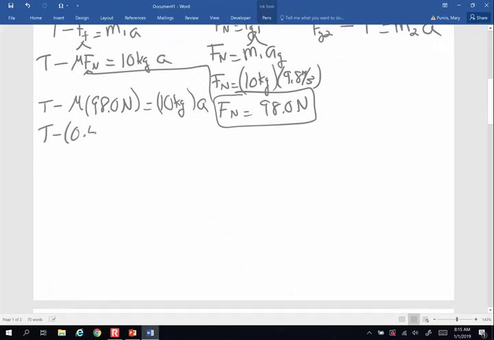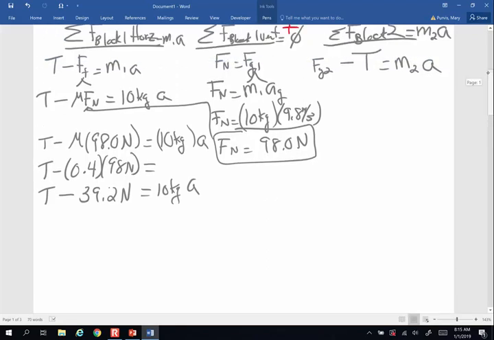Let's get rid of this. 0.4 times 98 newtons is going to equal 39.2 newtons. So tension minus 39.2 newtons is 10 kilograms times A. Okay, one equation, 2 unknowns, hot dog. Now we can go over and create our second equation.